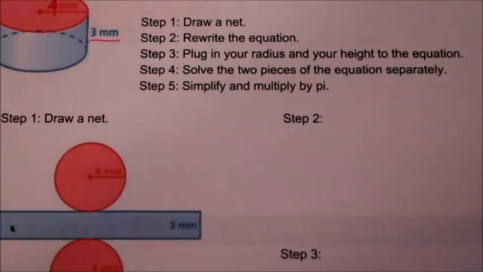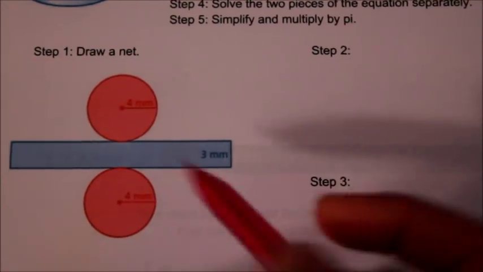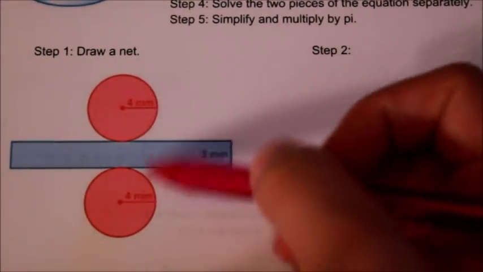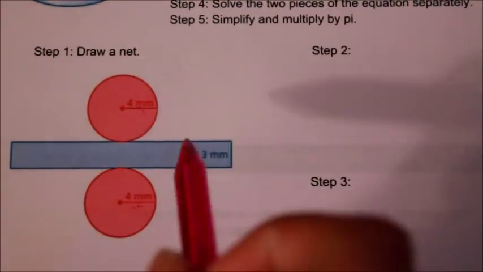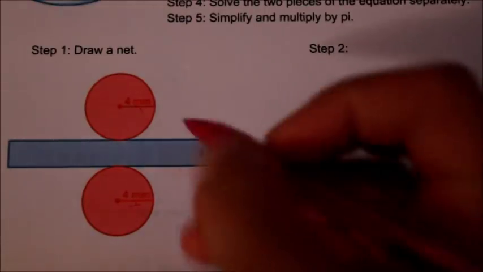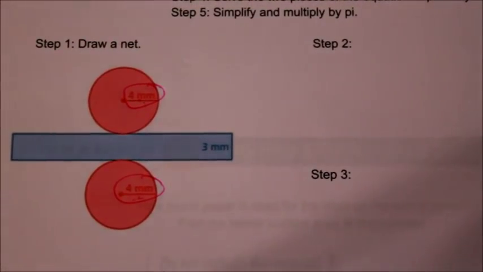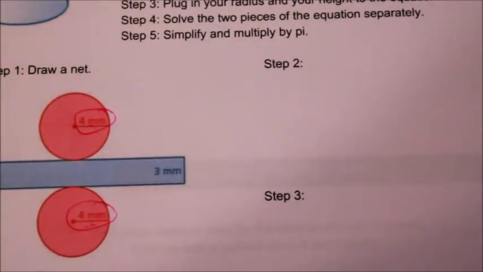Alright, so step 1 is draw the net. For this first example, I did provide the net for you. So you have two circles, these are the bases, and this is the lateral surface. The radius is 4 millimeters. Right there, that's 4 and that's 4. In both bases. So step 1, draw the net. Check.